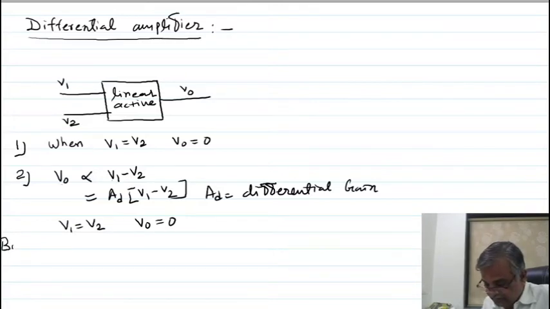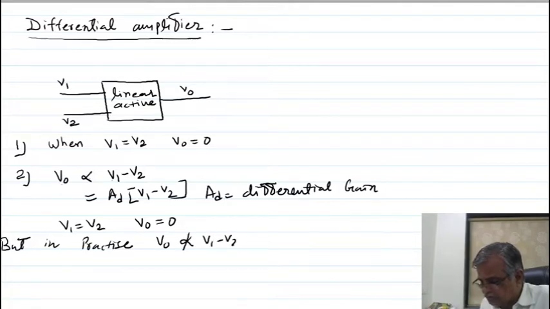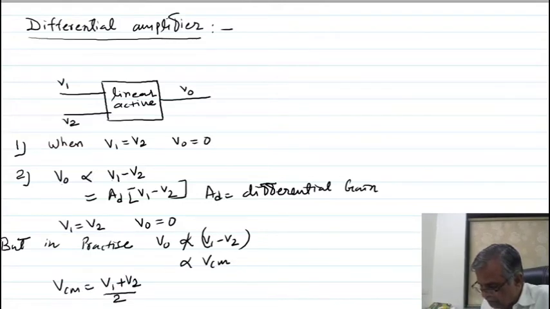But in practice, output does not depend only on the difference of the input signals. It also depends upon the common mode signal or average signal which is common to both the inputs, and common mode signal is given by V1 plus V2 by 2.